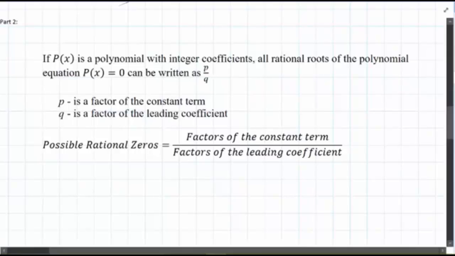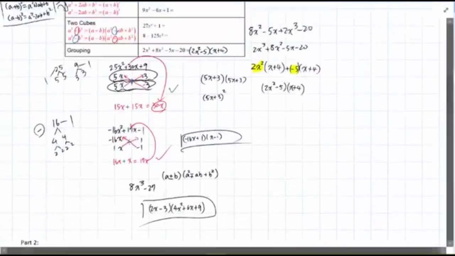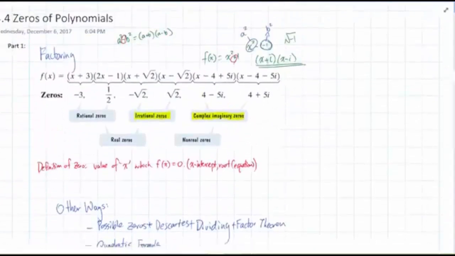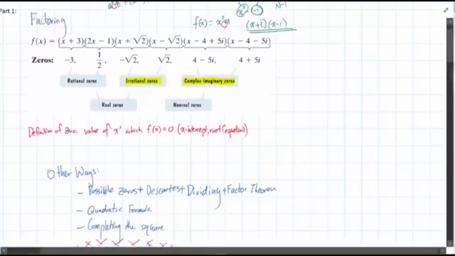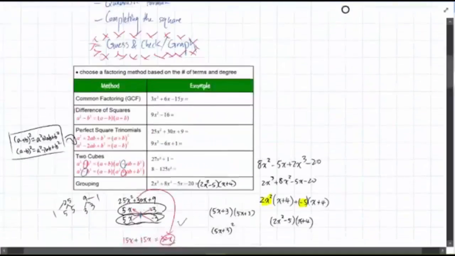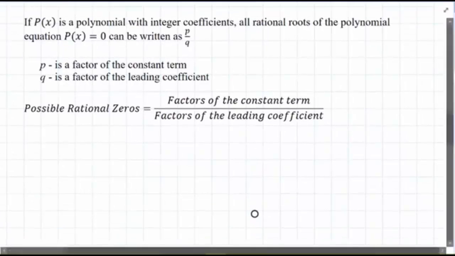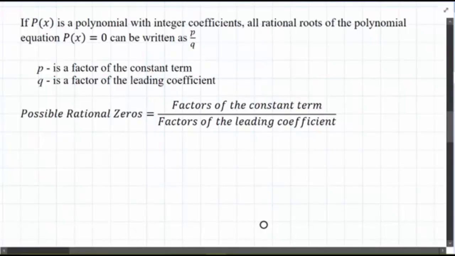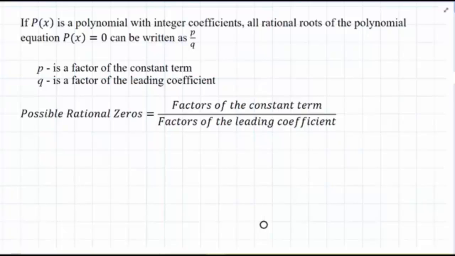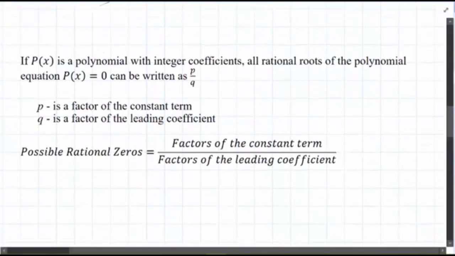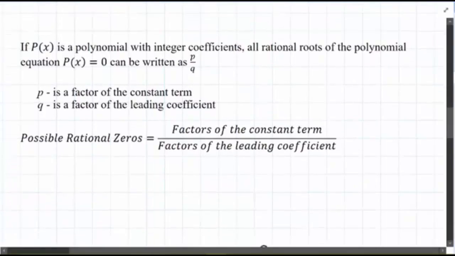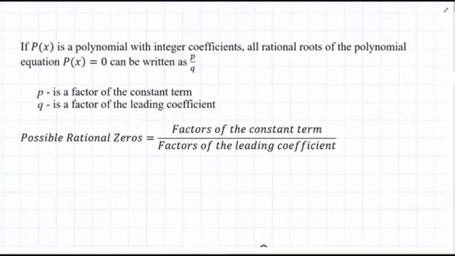So we've gone over part 1 of 3.4, which is factoring and understanding what a zero is and the basic concepts of solving zeros. But now we have to move on, and there's a concept called possible zeros. There are multiple ways to get the possible zeros, and one way is by the rational zeros formula.